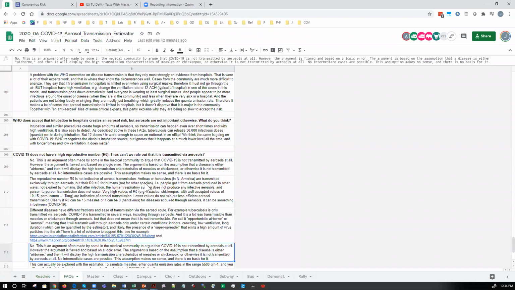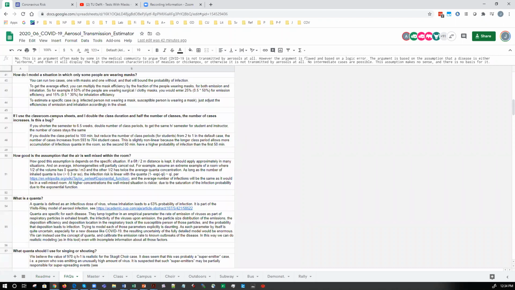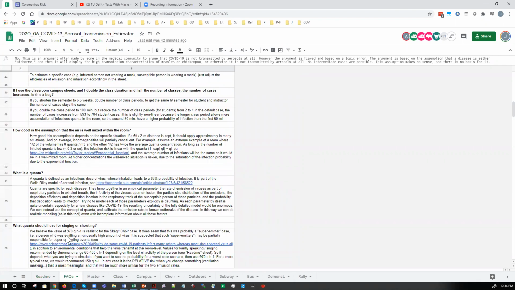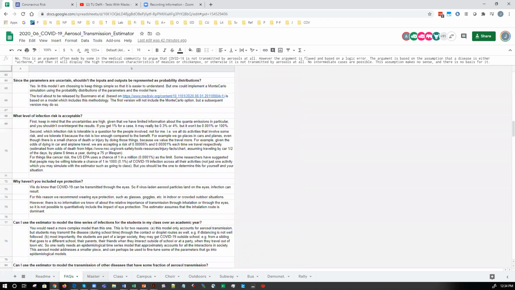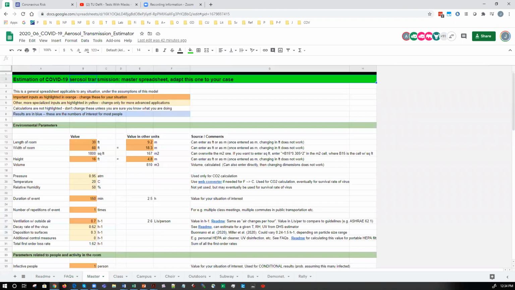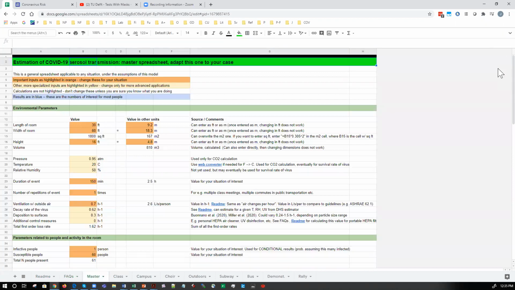Okay? And I don't have time to go through this, but I explain more about what a quanta is, what we should use, and many different things. Okay? So now let's go to the spreadsheet. This is the master spreadsheet as of today.